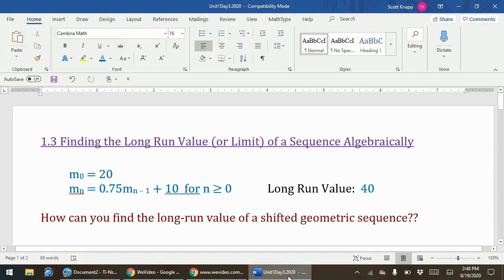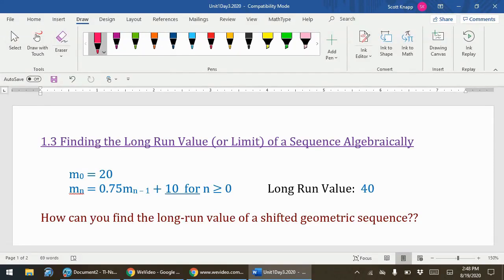To wrap up what we talked about in class, we looked at a situation involving medication where eventually our sequence ended up leveling off. It reached what we call a long-run value, or just to put out a little calculus word for the future, a limit. I listed here the recursive formula for the sequence we were looking at, involving the medication, where we were given a 20 milligram dose, and then we lost 25% of that over the course of a day. Then at the end of the day, we added a 10 milligram tablet, so we increased the dose again. Eventually, that leveled off at 40.